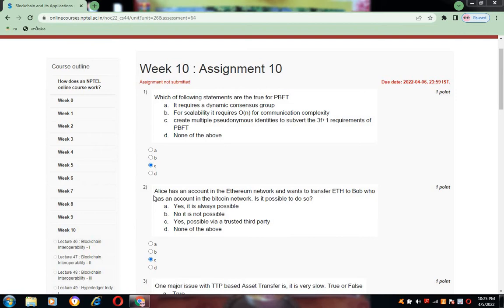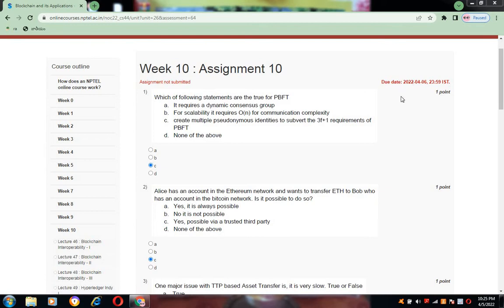In today's session, I want to give the assignment solutions for week 10 of Blockchain and its Applications. The last date for this assignment is tomorrow night, so I am submitting very late. Please go through that. The answers are given as per my knowledge, so it took a long time to complete this. Just go through the answers.